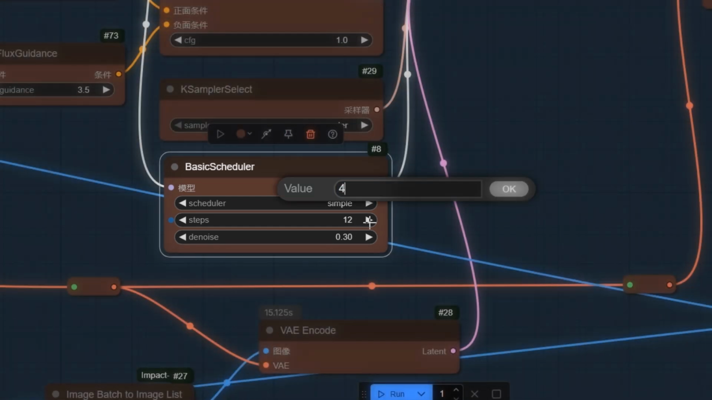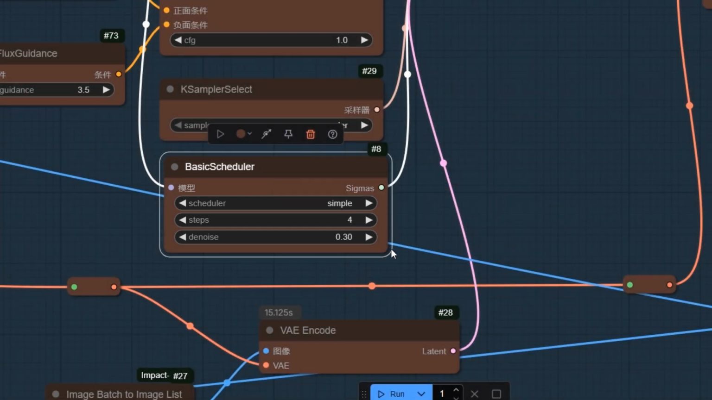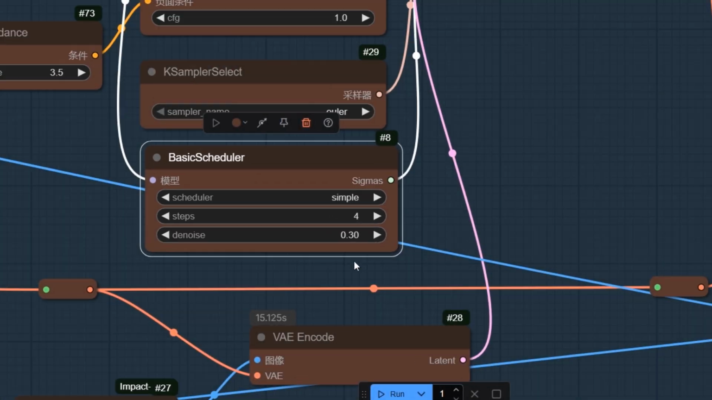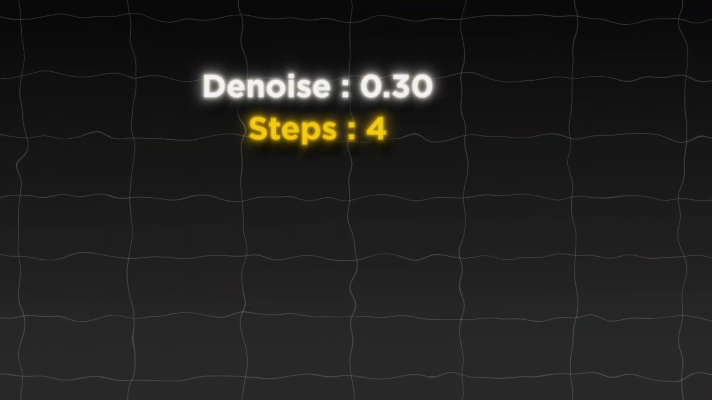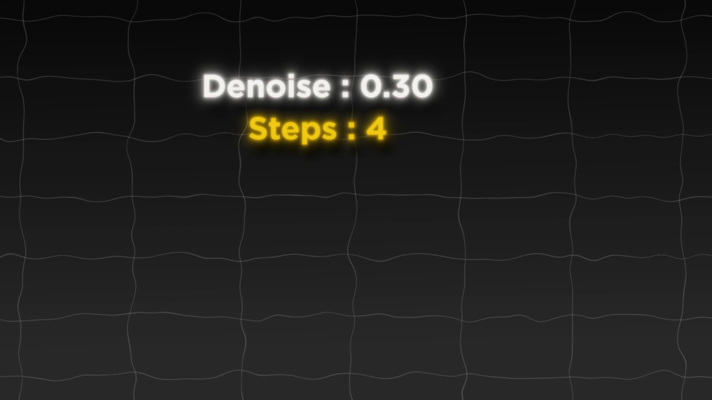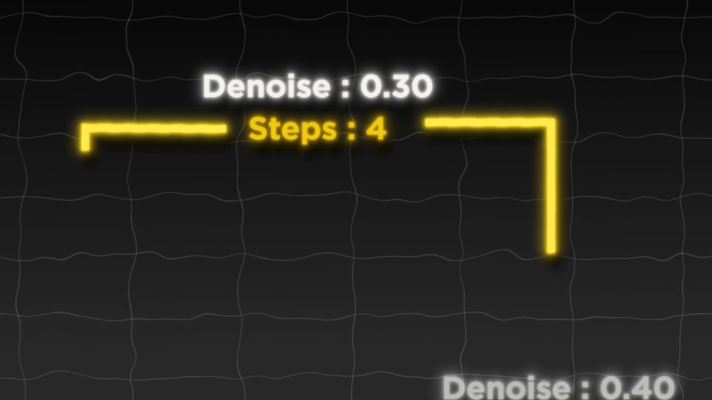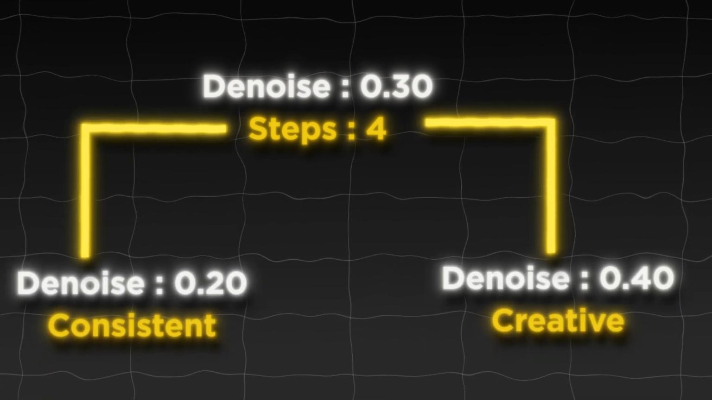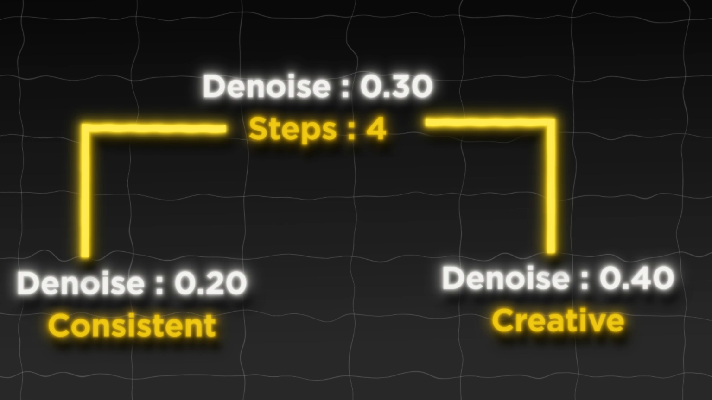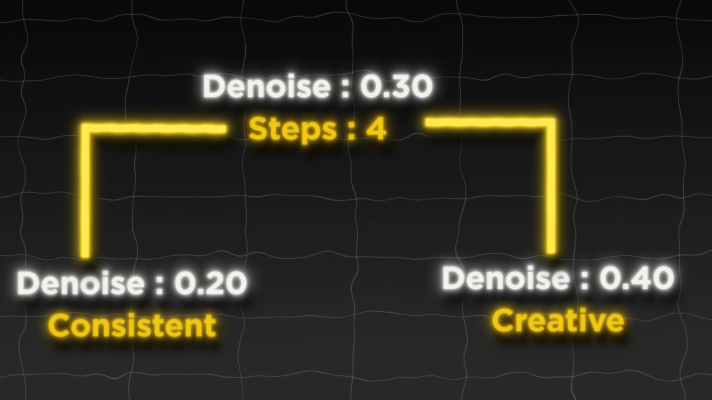Time to talk about denoise level. It is the value of how much your image will be consistent or detailed. 0.30 is a balanced level. You can also try 0.40 if you want more details and changes. I do not recommend more than 0.40. If you go 0.20, it will be more consistent and have less detail.